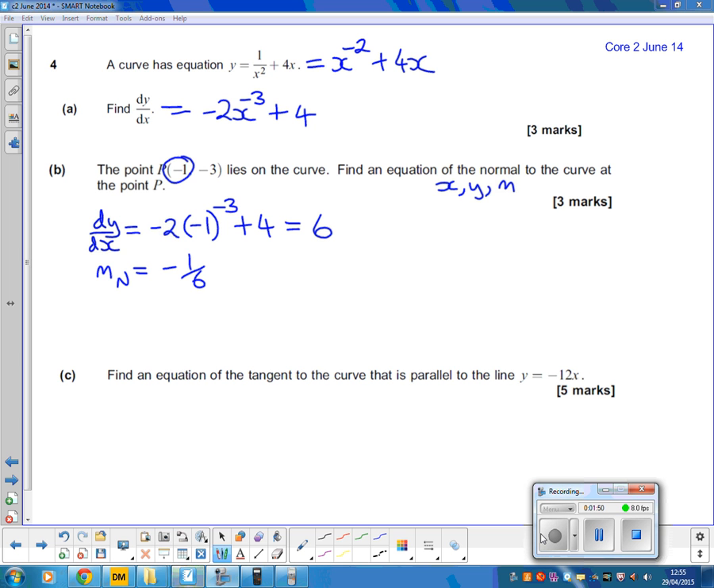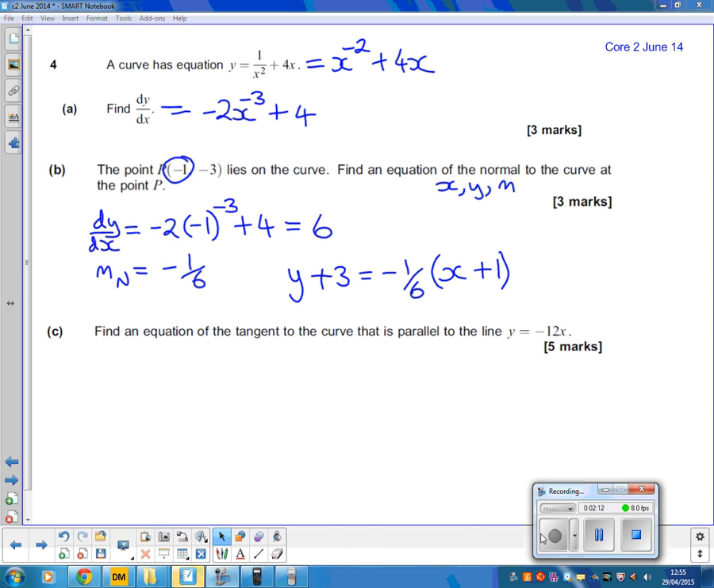And then all we have to do is just write the equation. So we can do this quite quickly using y, take away the y coordinate, equals the gradient, brackets, x, take away the x coordinate. It didn't ask for any specific form, so that's enough for the marks.